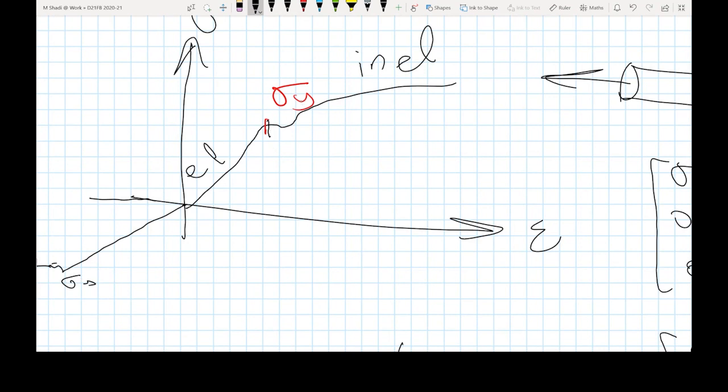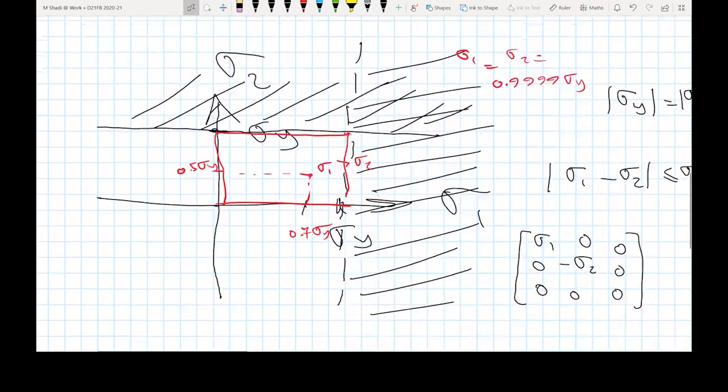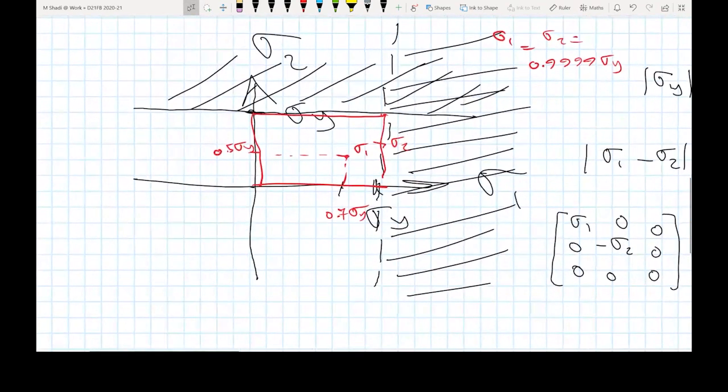And just for the sake of argument, let us assume that the sigma y in tension is equal to sigma y in compression, that the material is going to behave in this way. This is just an assumption. In the general case, it wouldn't. Just for the sake of argument and for the sake of this example, let us assume that it is the case.